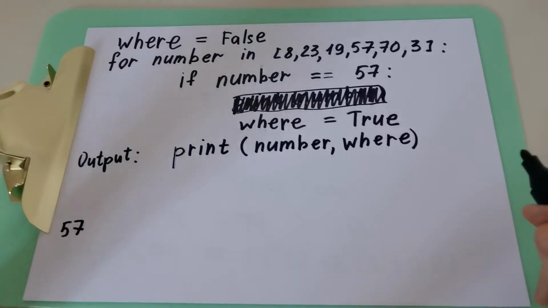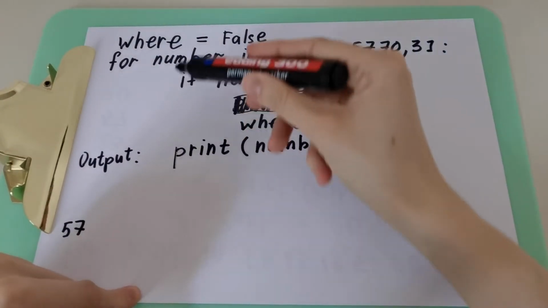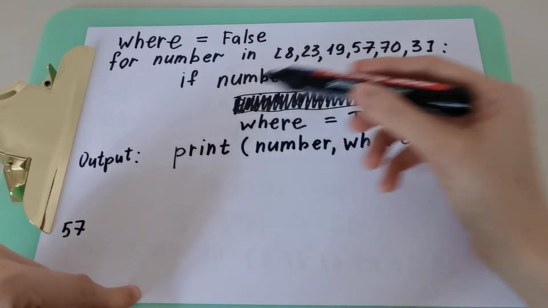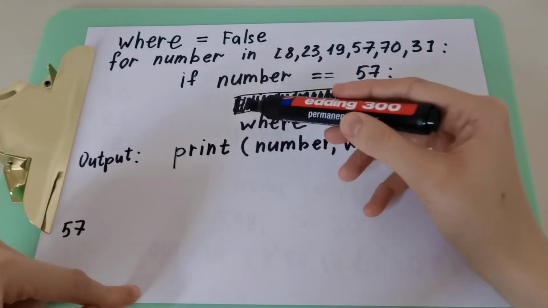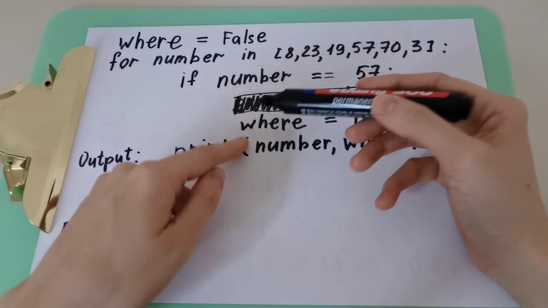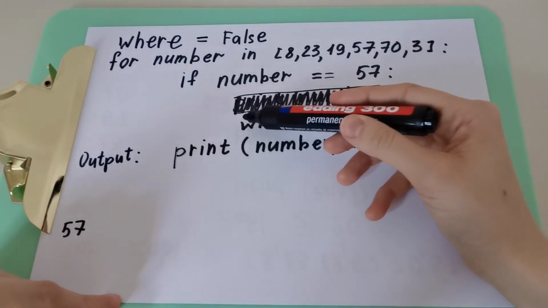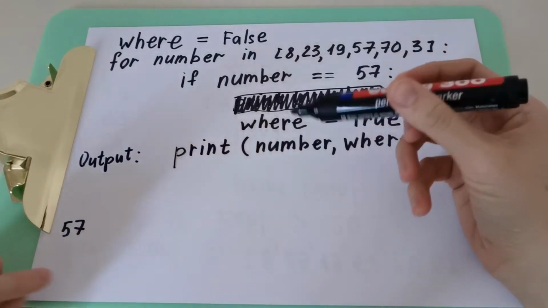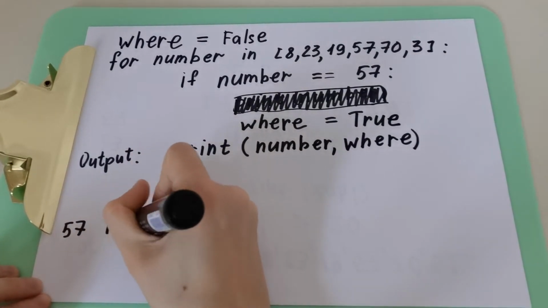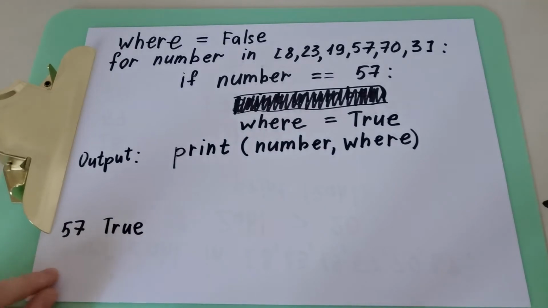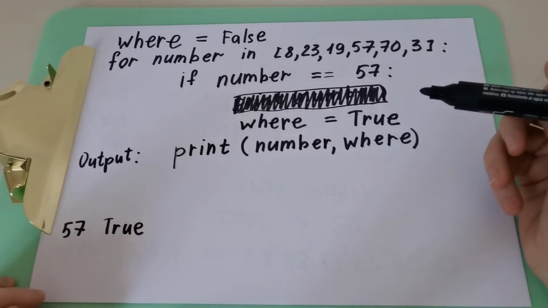An important point here is that I wrote the print line at the same level as if, because automatically, if you press enter to write this next line, your print would be at the same level as the where line. But if it's at the same level as the where line, your output would be just 57 and True. And this is not what we are waiting for. We are looking for the numbers between which this 57 is.